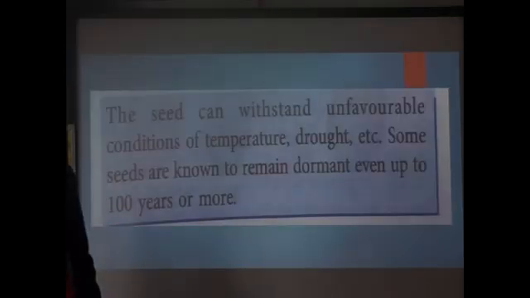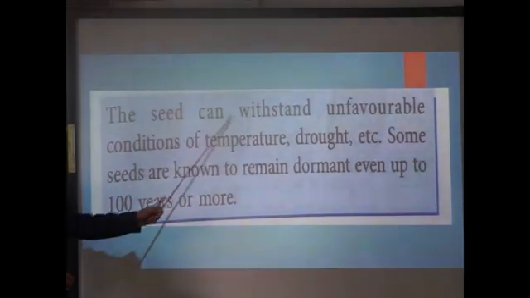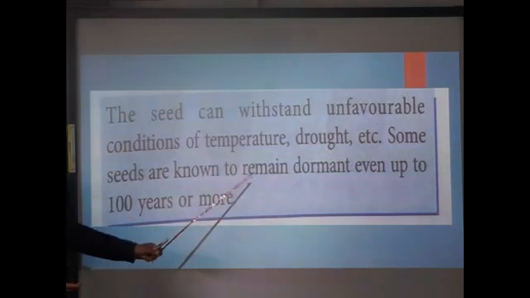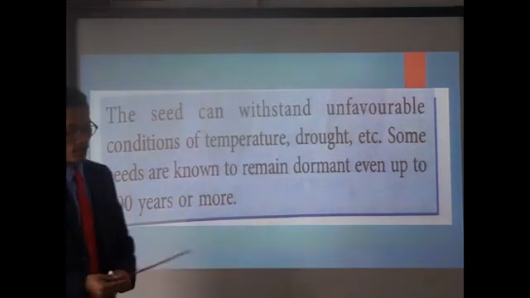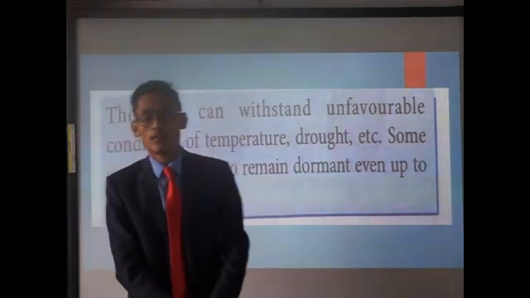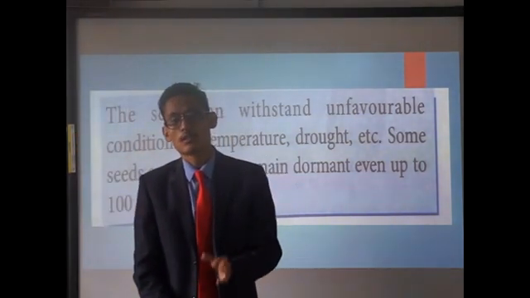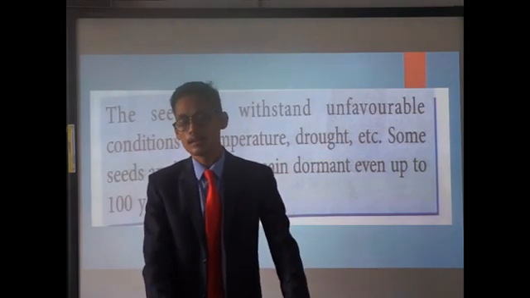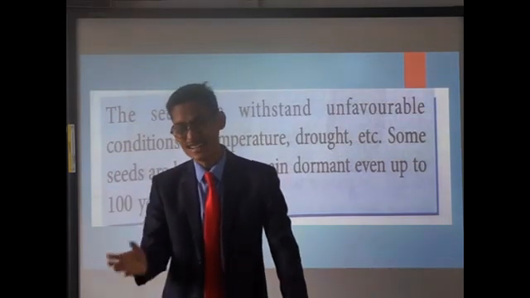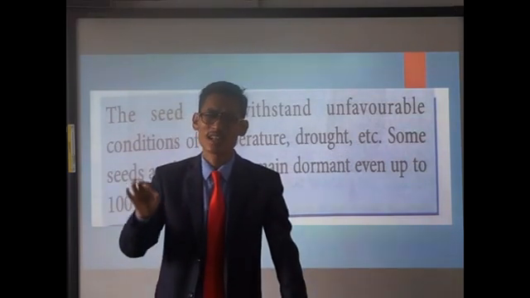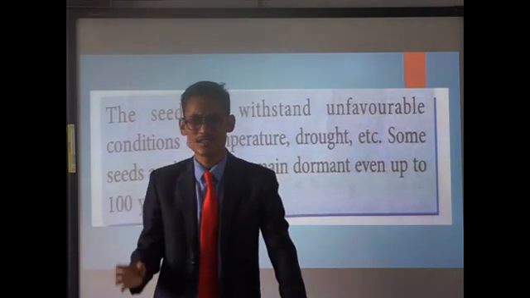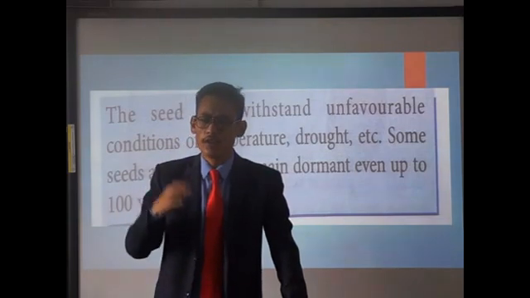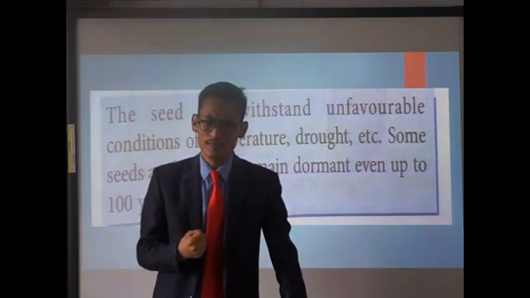Now, next one. We learn that seeds can withstand unfavorable conditions of temperature. Some seeds are known to remain dormant even up to 100 years or more. The meaning is that for the germination of a seed, the conditions must be favorable: the temperature, the moisture content in the soil, the salinity of the soil. All of these factors, like temperature, weather, or climatic conditions, will determine or affect the process of seed germination.